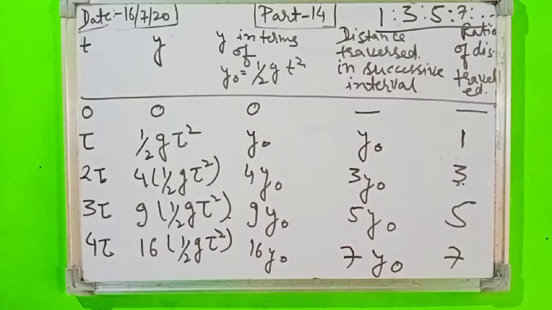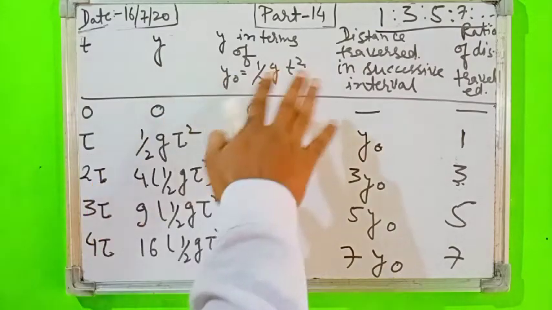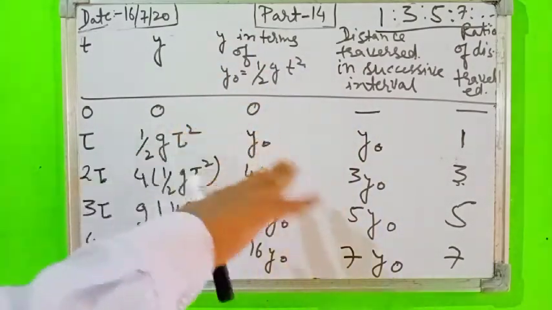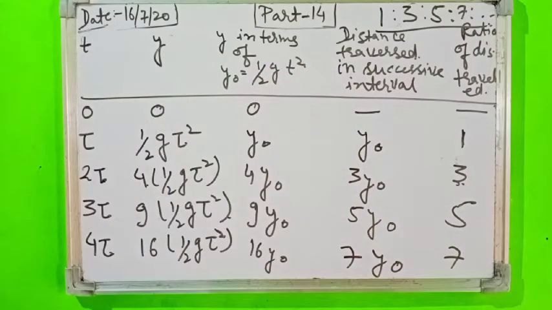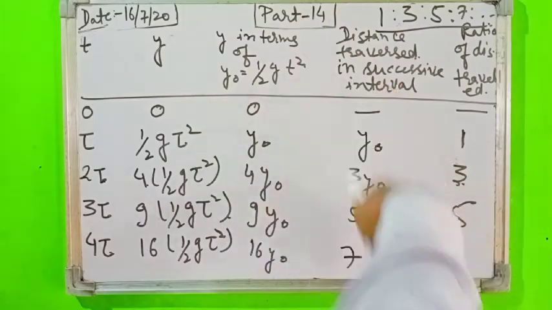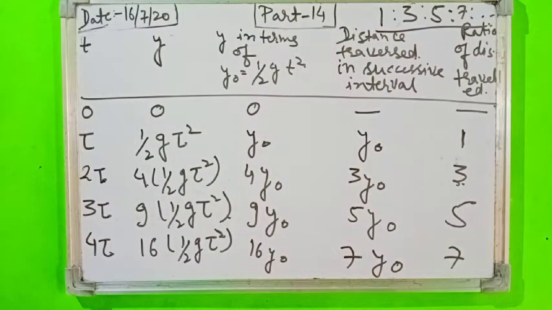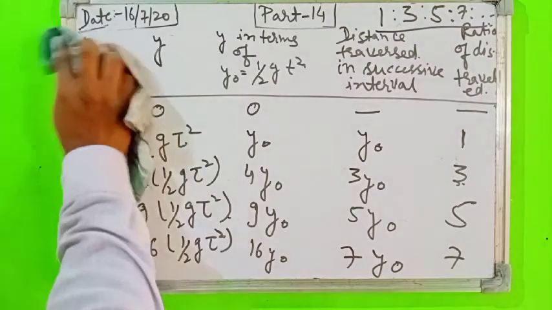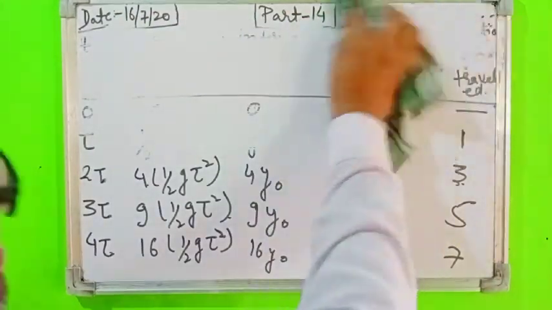Clear, students? First of all, we calculated the distance, and after that we calculated the distance traveled in successive time intervals, and after that we took the ratios, and we got the ratio 1:3:5:7, and this is the proof for Galileo's law of odd numbers. So now we are moving towards the next topic, that is stopping distance.